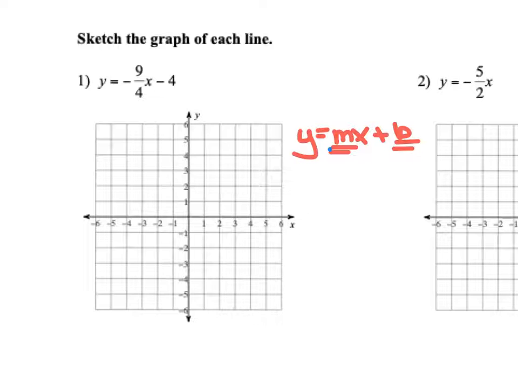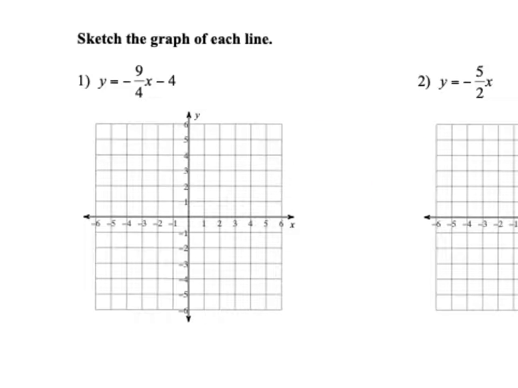Now remember that your slope, which is m, is how we move. If your slope is positive, you go up and right. If your slope is negative, you go down and right. We always write slope as a fraction. And b is going to be a point on the y-axis. That's where we begin, starting out.